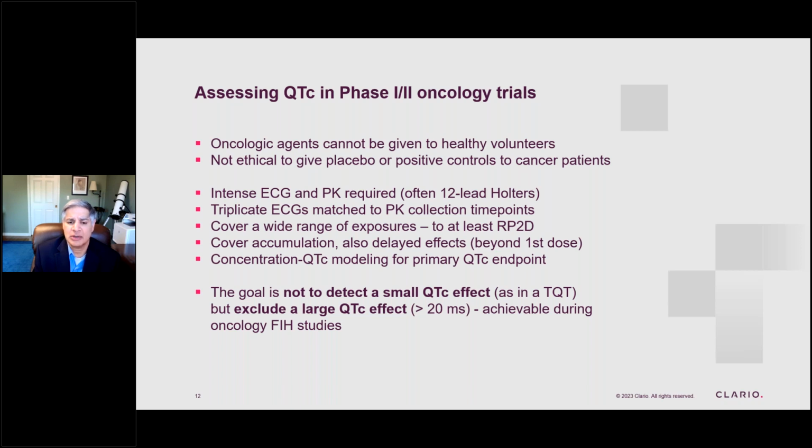You really need to consider a wide range of exposures here. You really want to get to an exposure that's up to the recommended phase 2 dose, or even up to maximum tolerated dose, to make sure that you can really exclude a QTc effect that would be deleterious. And the goal is to develop as a primary endpoint the concentration QTc model to rule out large effects in QTc changes. These are ones that would be greater than 20 milliseconds, which would have a high risk of torsades de pointes, which is rarely available in these kind of study designs.